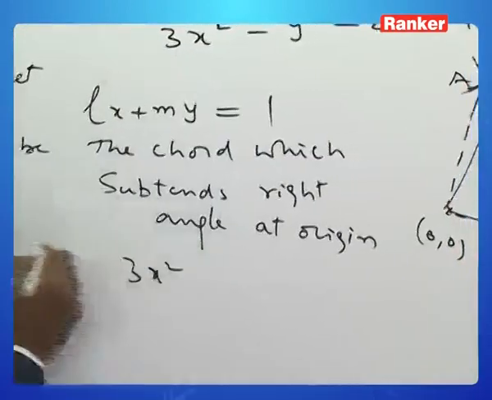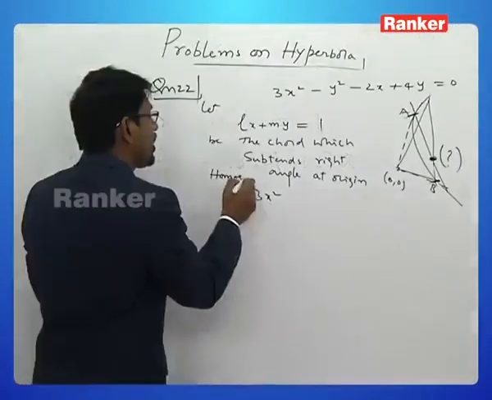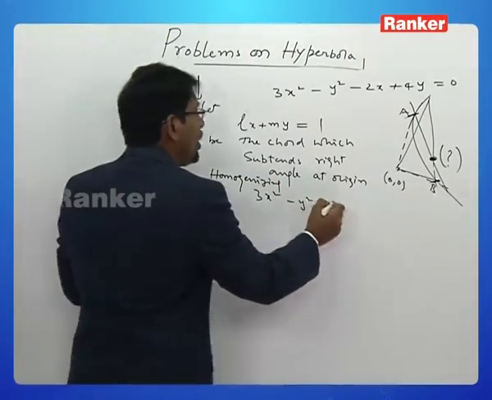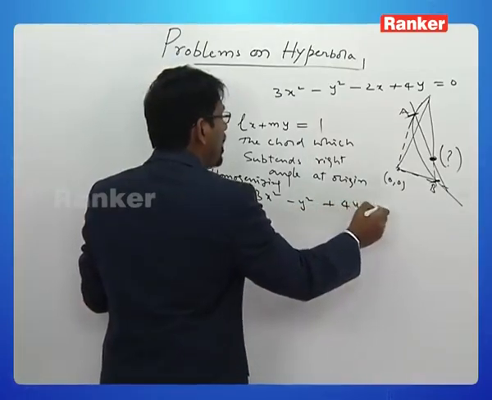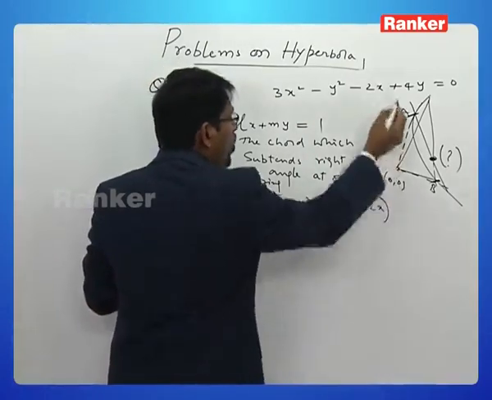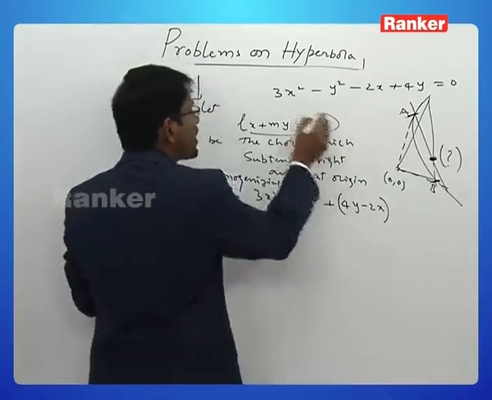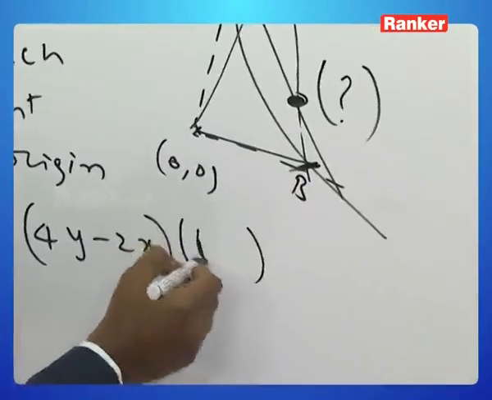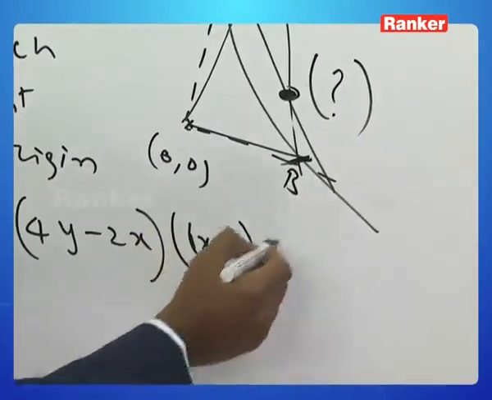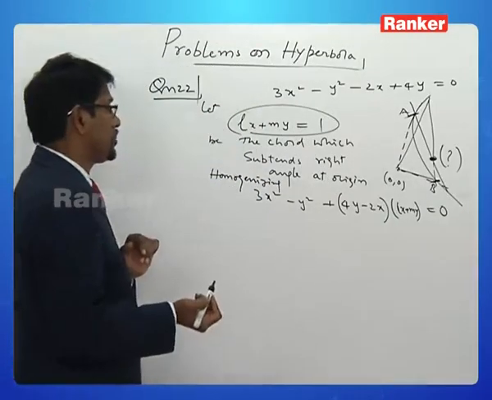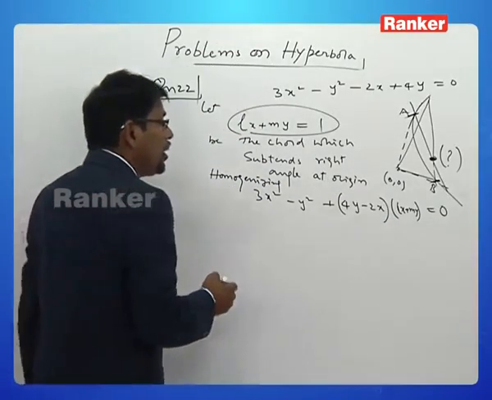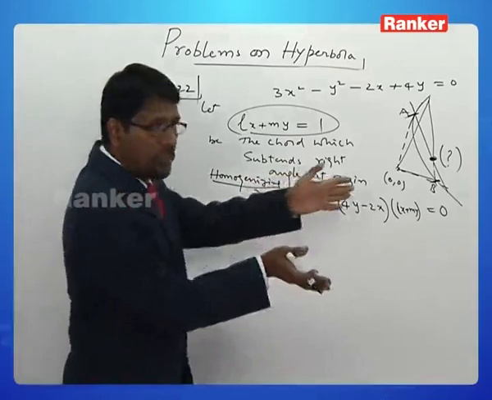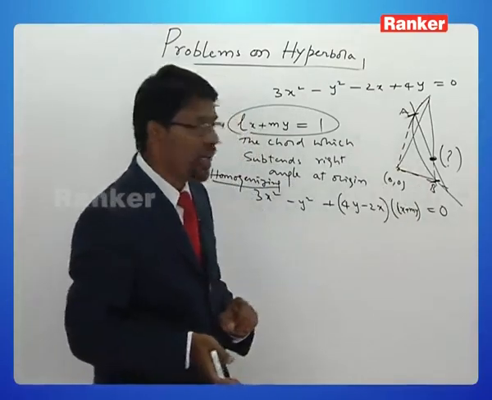How do we do that? Homogenizing, we will have 3x square minus y square plus 4y minus 2x into 1, and that 1 I will write in the form of Lx plus My. That 1 we can replace with Lx plus My, so this equals 0. Now this is the combined equation of OA and OB, where AB is the chord Lx plus My equal to 1.